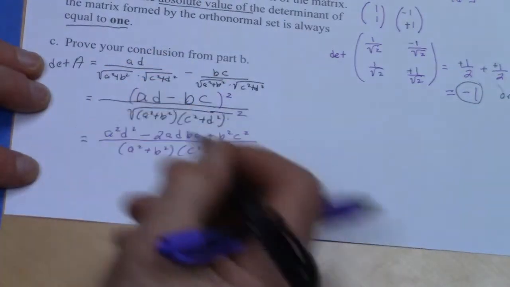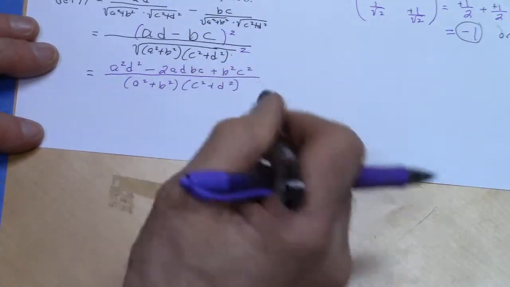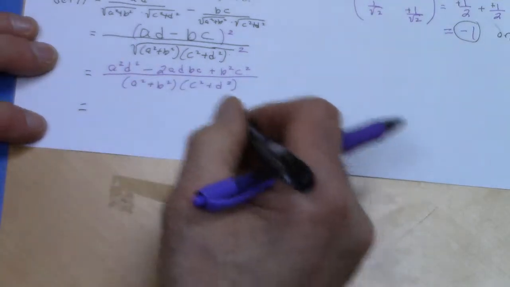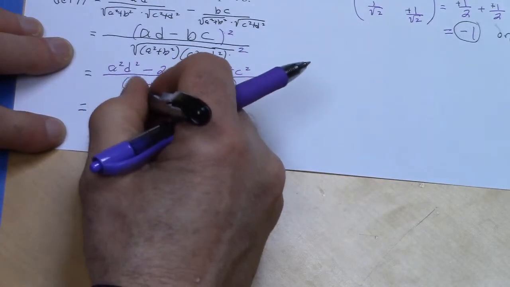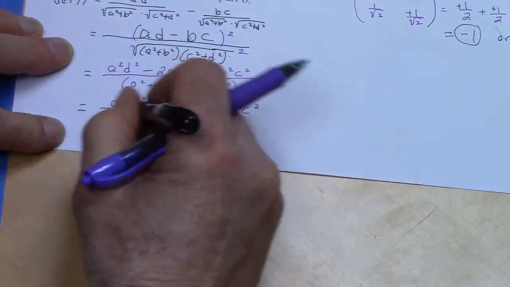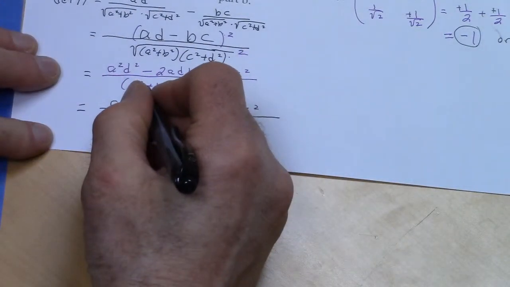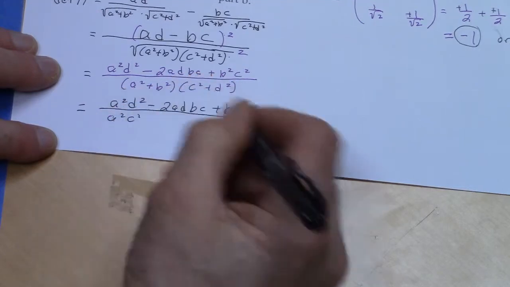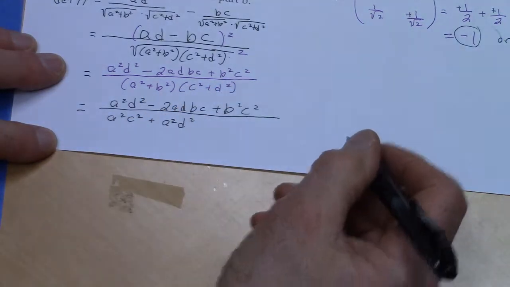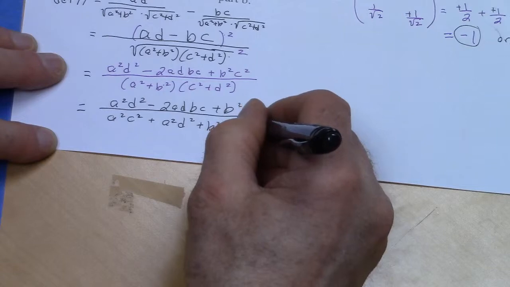Remember, we're trying to prove that if these could be either equal or opposites, then when you square them, they should be equivalent. So we want the numerator and denominator to be the same. Let's multiply out the denominator. The numerator is a squared d squared minus 2ADBC plus b squared c squared, all over a squared plus b squared times c squared plus d squared. If you distribute, a squared times c squared is a squared c squared, a squared times d squared is plus a squared d squared, then b squared times c squared, and then b squared times d squared.